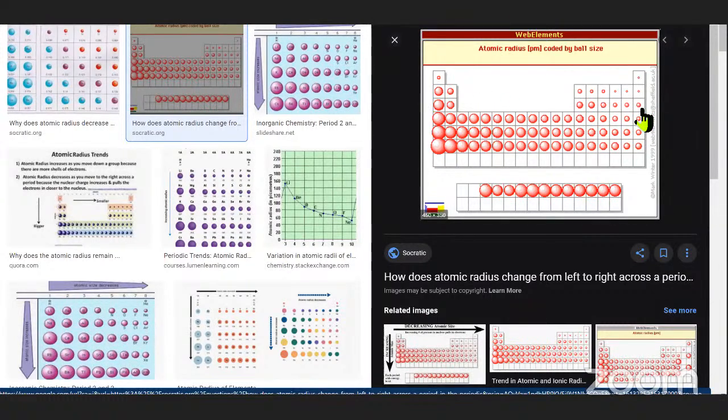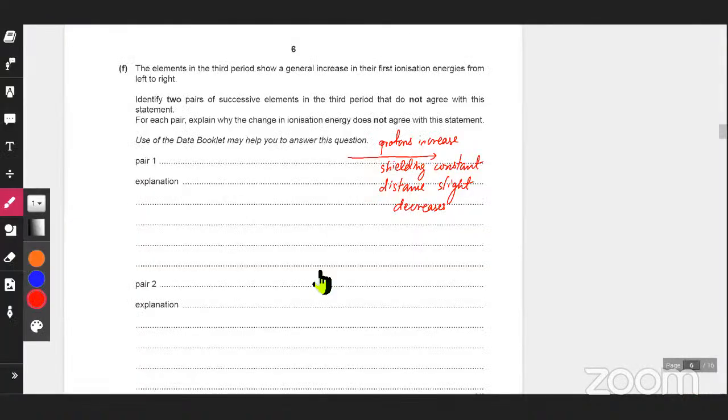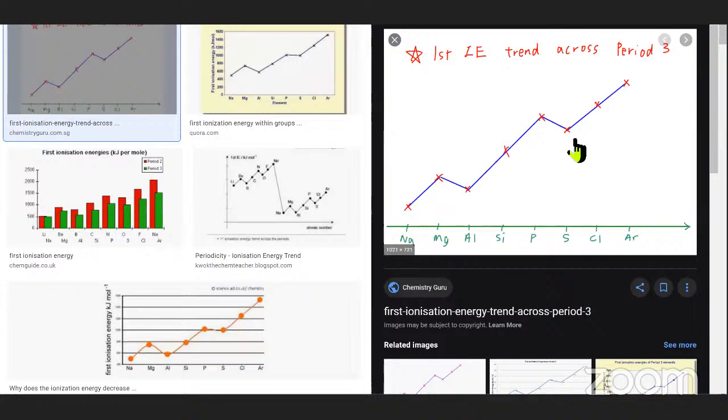You have the same number of shells, so more protons, more attraction for electrons. So the size of the atom slightly, gradually shrinks. The main factor is you have more protons. So there's a general increase in ionization energies, except there's going to be a dip at aluminium in group 3 and a dip at sulfur.